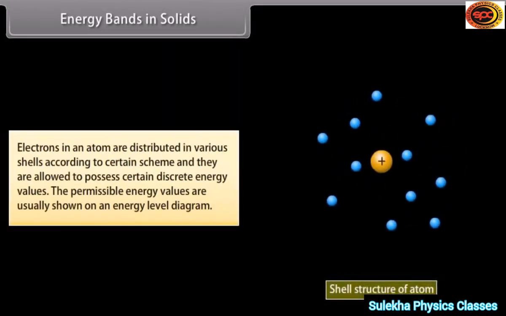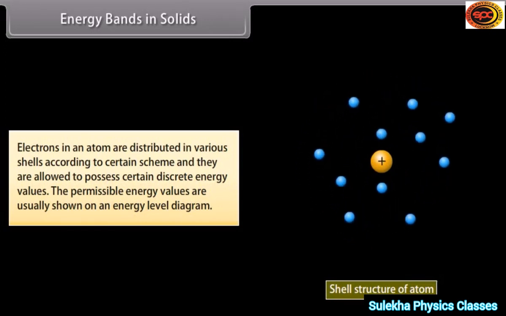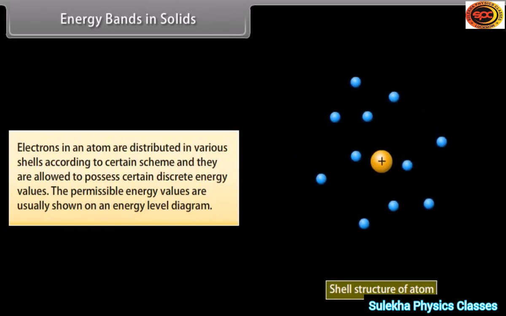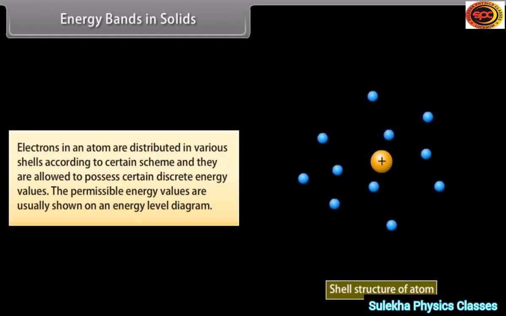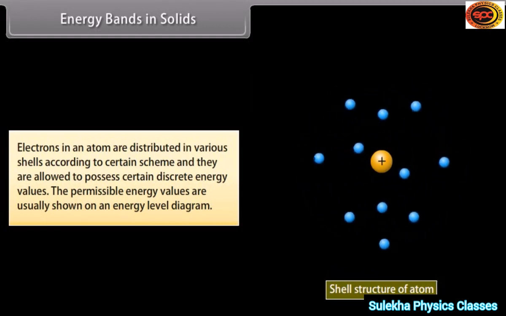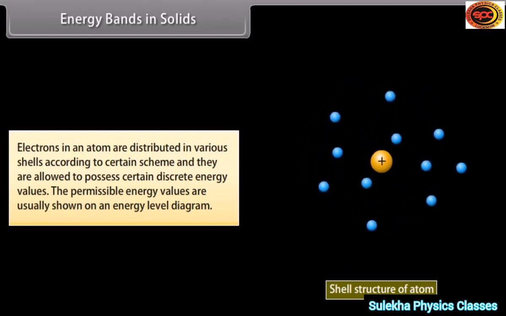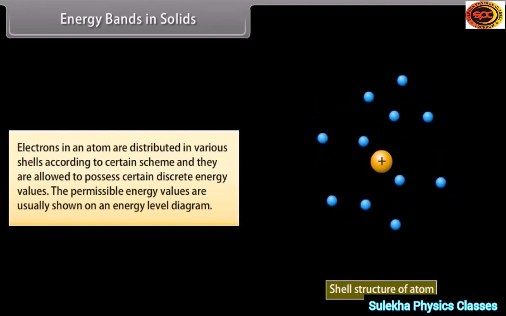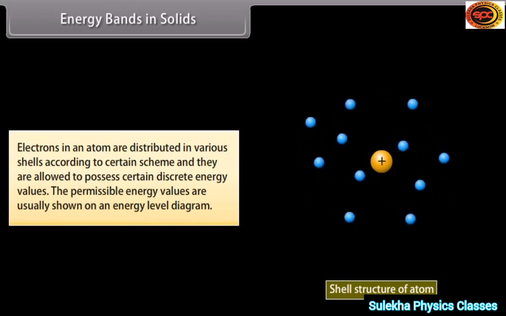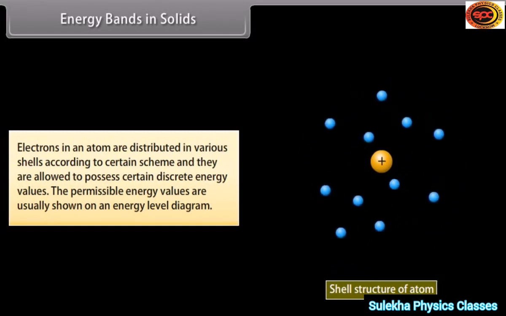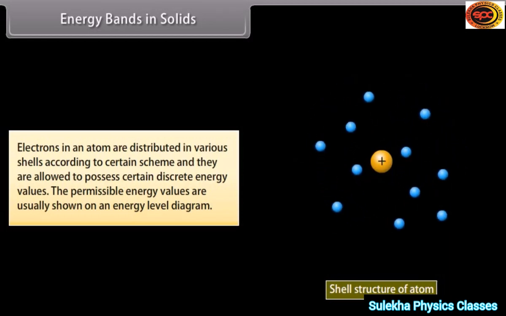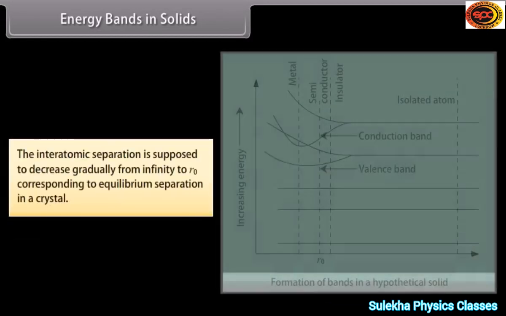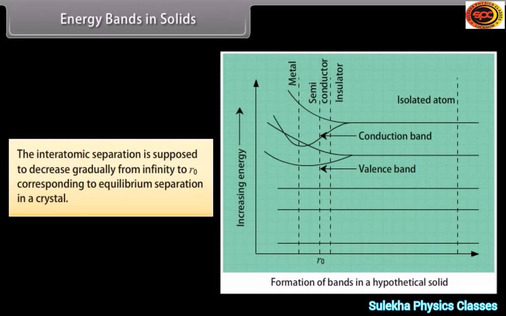Energy bands in solids. Electrons in an atom are distributed in various shells according to a certain scheme and they are allowed to possess certain discrete energy values. The permissible energy values are usually shown on an energy level diagram. We consider the formation of bands for the energy level normally occupied by the valence electrons and the next level above it. The interatomic separation is supposed to decrease gradually from infinity to R, corresponding to equilibrium separation in a crystal.